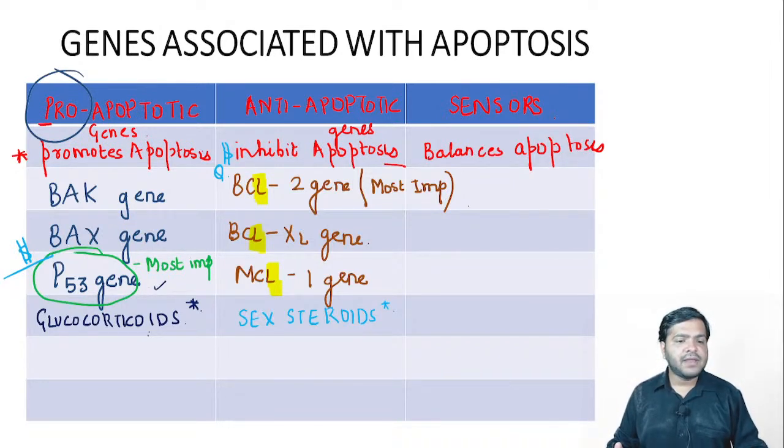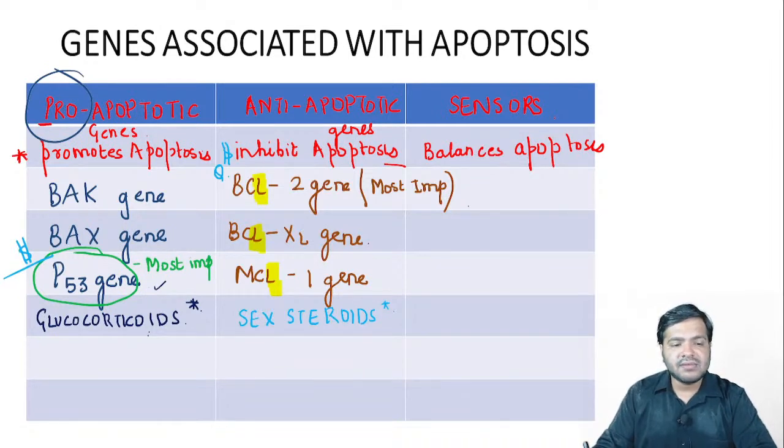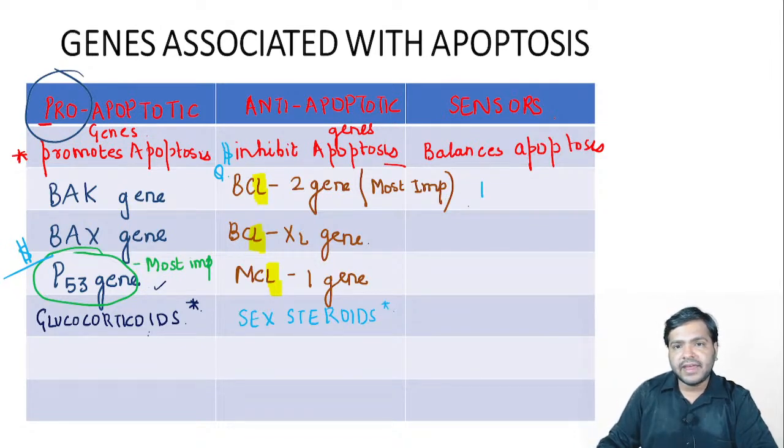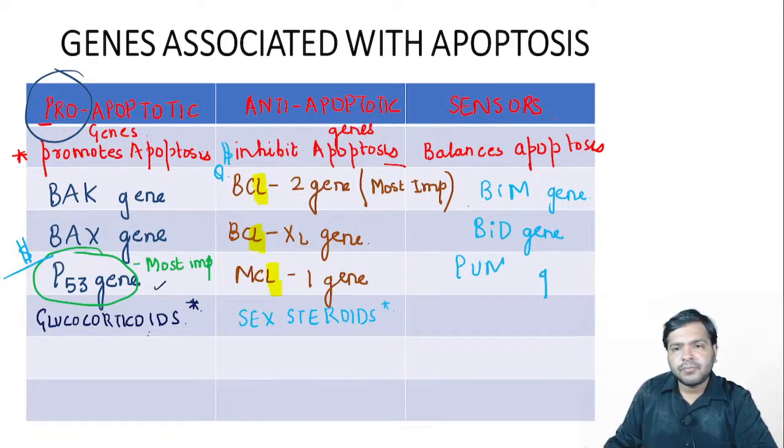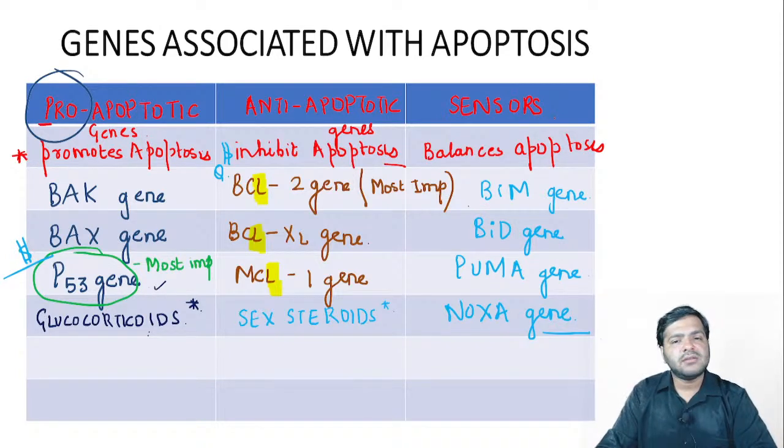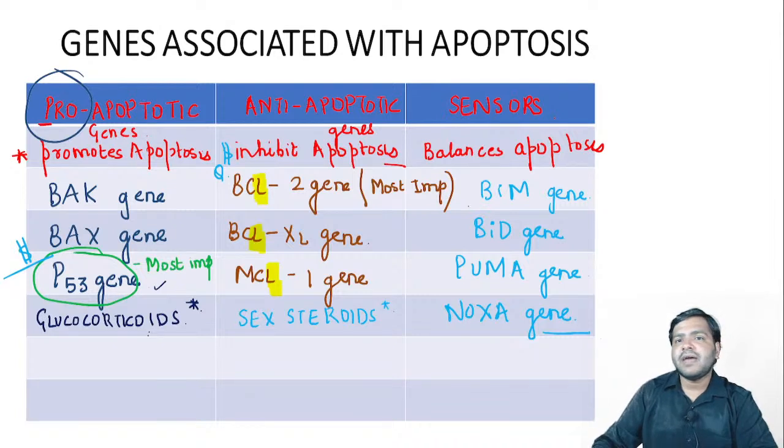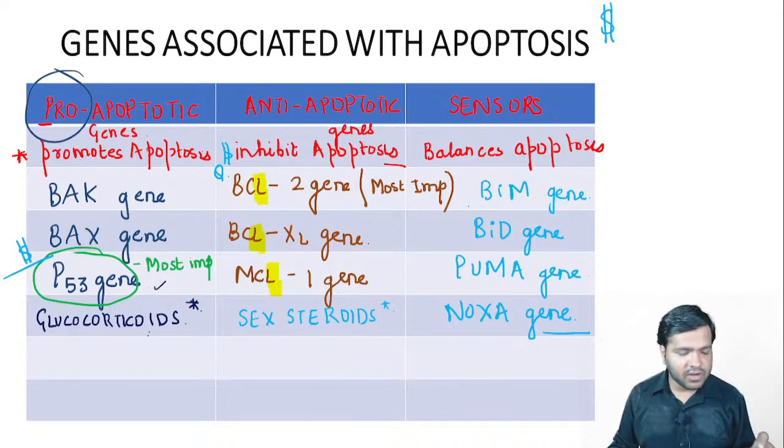Apart from that, coming on to the sensors, which balance the apoptosis. You will write it over here. We have BIM gene, BID gene, Puma gene and Noxa gene. So this is a table, guys. I will put a dollar sign to remember some of the most important points over here.